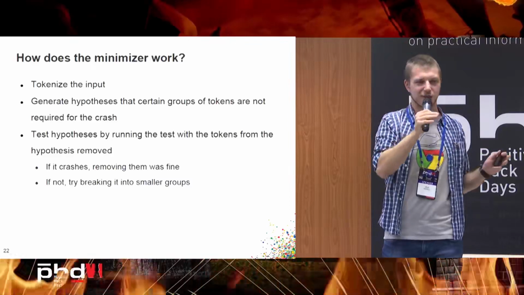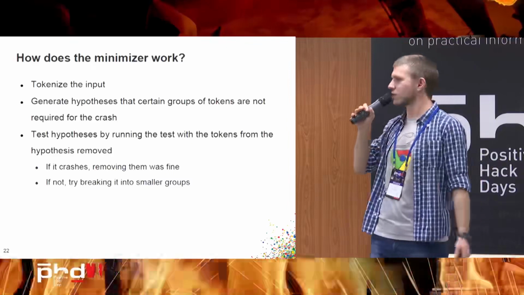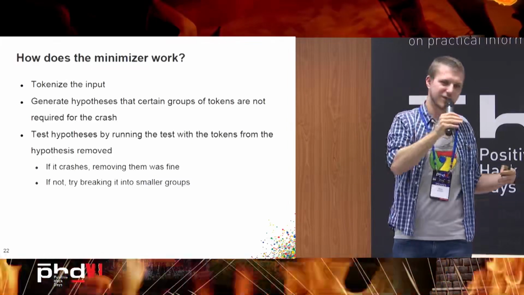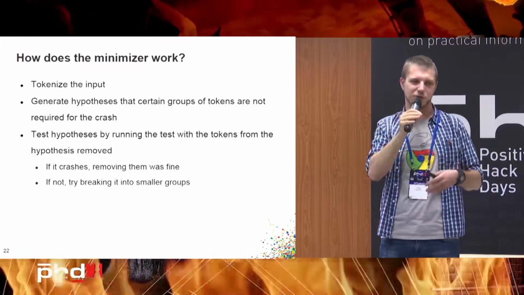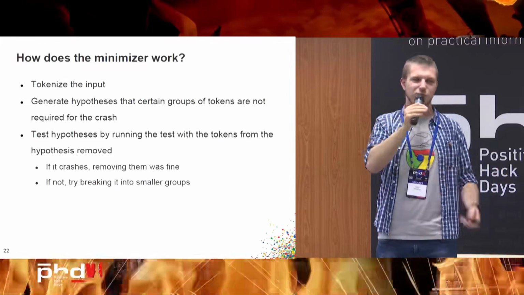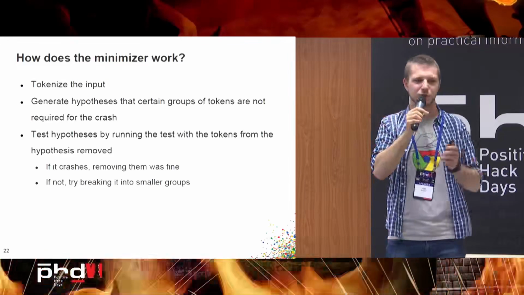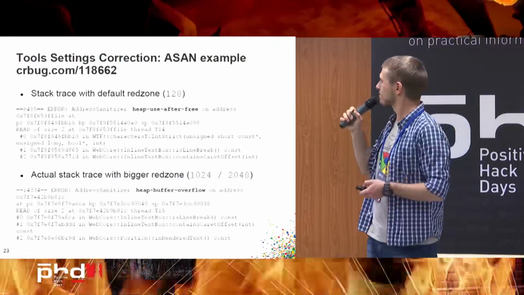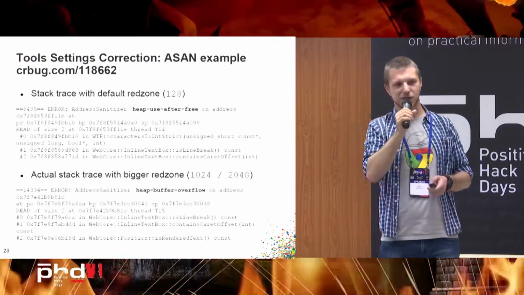So the block of data that I want to minimize, we break down into elements, tokens essentially. Then we generate hypotheses like this. For example, we need half of these tokens for the crash, but not the other half. Which means we do a sort of binary search, but we do it with the inputs, not with the line.